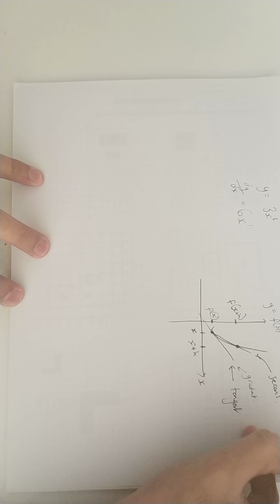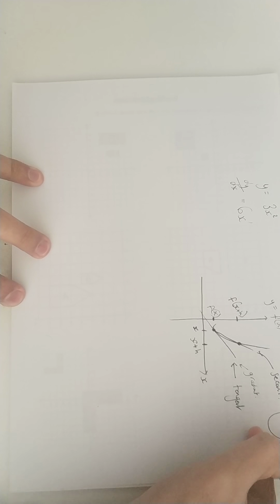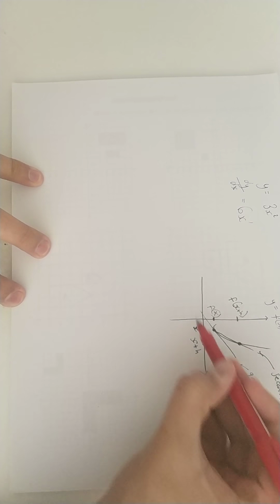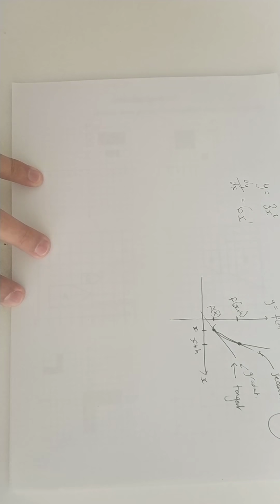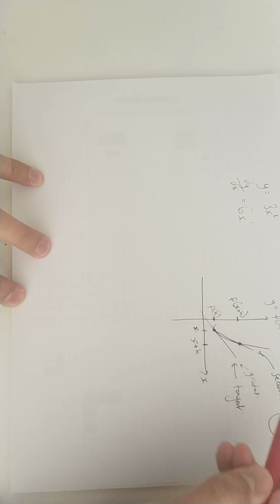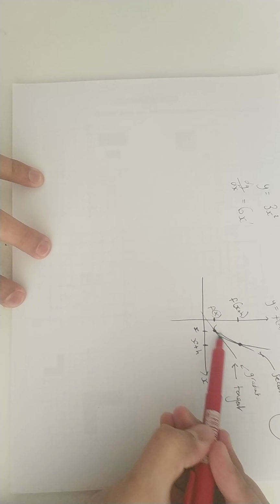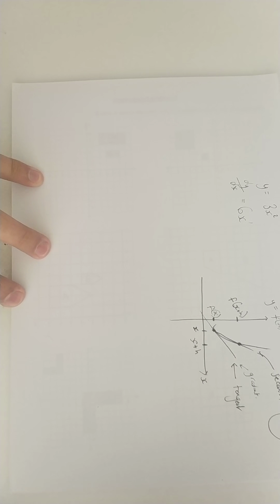A secant line is similar to a chord in a circle. If you remember circles, you've got a line like this that touches the circle at 2 points. That's a chord. For a curve, a secant line is just a line that touches the curve at 2 points. So we've got a decent approximation for the gradient by using the gradient of the secant line.